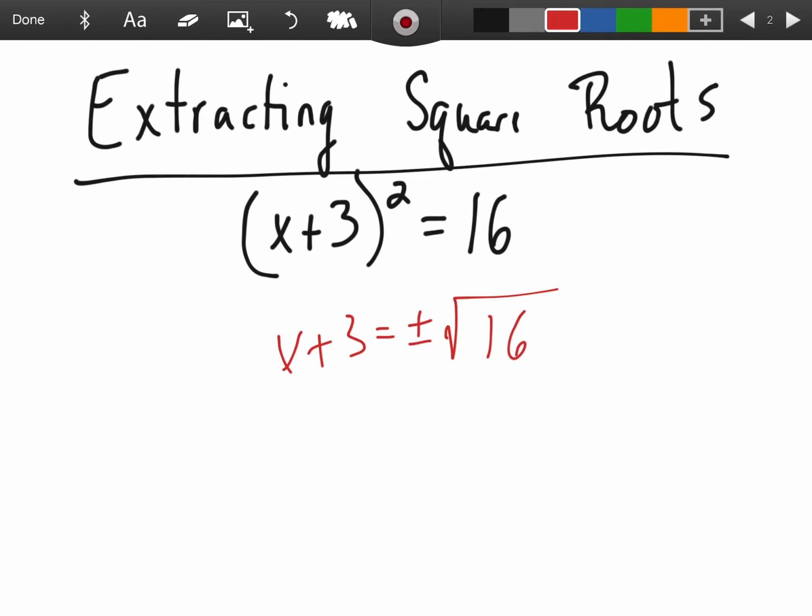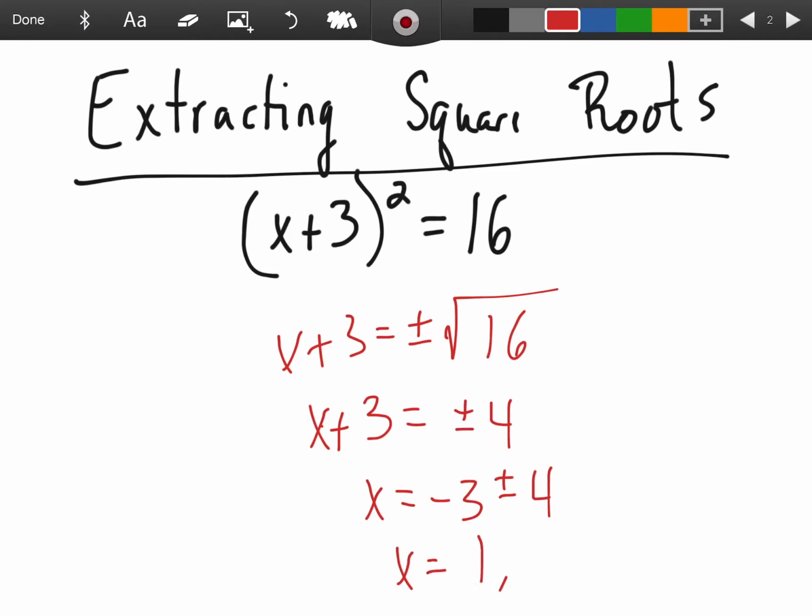So the square root of 16 we know is 4. So now we have x plus 3 is equal to positive or negative 4. And so then x equals, well, I'll subtract 3 over. So negative 3 plus or minus 4. Negative 3 plus 4, obviously, is going to give me 1. Negative 3 minus 4 gives me negative 7. So these are my two solutions to the quadratic. x equals 1 or negative 7.